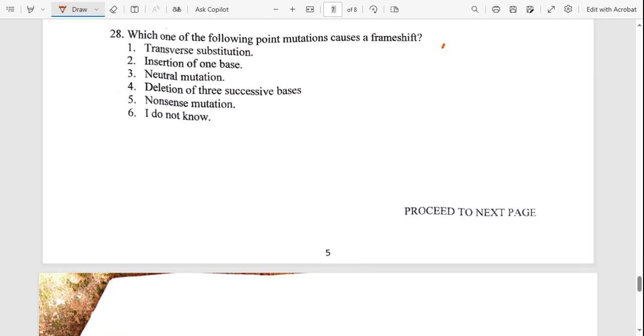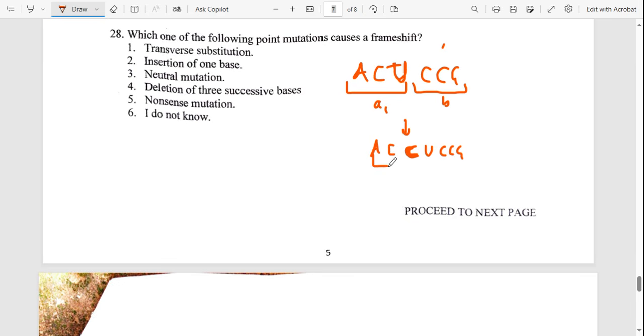Now, a frame shift mutation is a mutation where there is a change in the reading. Let's say, for example, you had A, C, U, C, C, G. When you are reading this, you read the first three and then the next three. On the genetic code, this might give you amino acid A, this might give you amino acid B. But let's say you put another nucleotide here. So now you have A, C, let's say another C is added, and then you have U, C, C, G. In this case, everything will change.